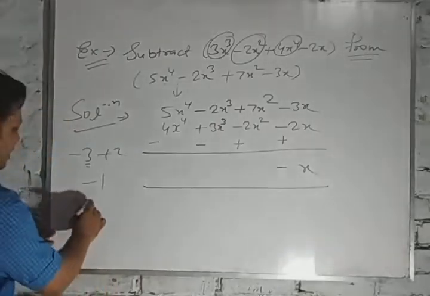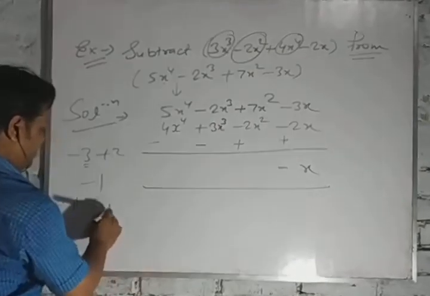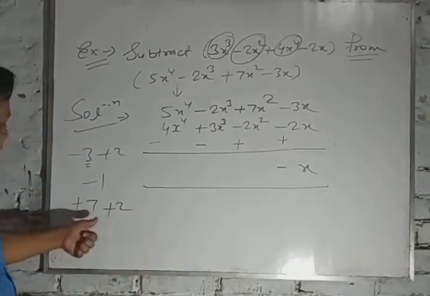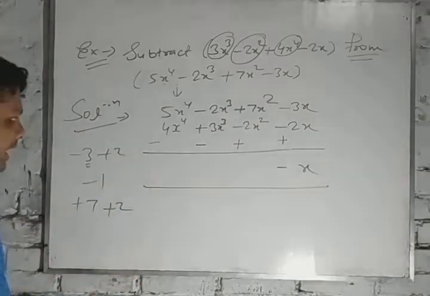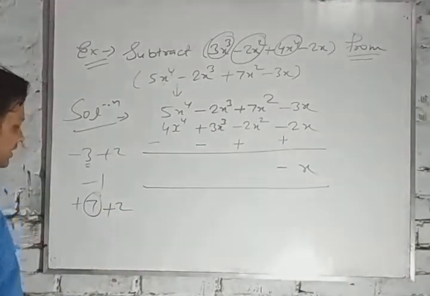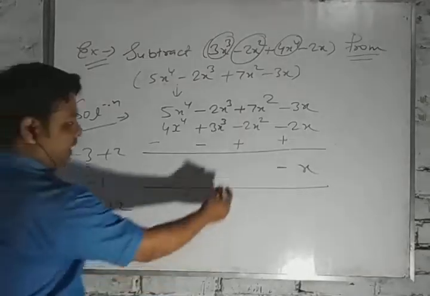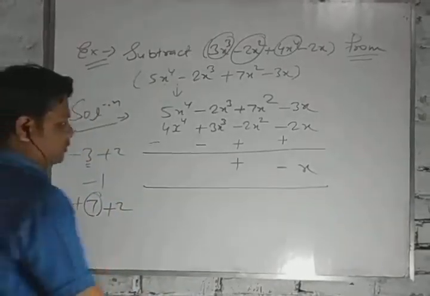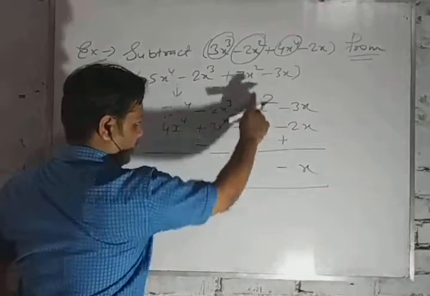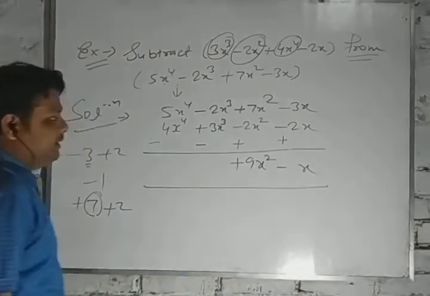That is plus 7 and plus 2. That is plus plus plus. 7 plus 2, 9. And which is greater? 7 is greater and it has the plus sign. So we will write the plus sign. Then 7 plus 2, it is 9. Now x square. So we will write x square.